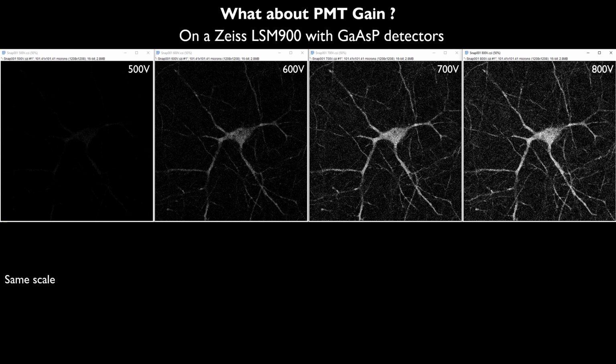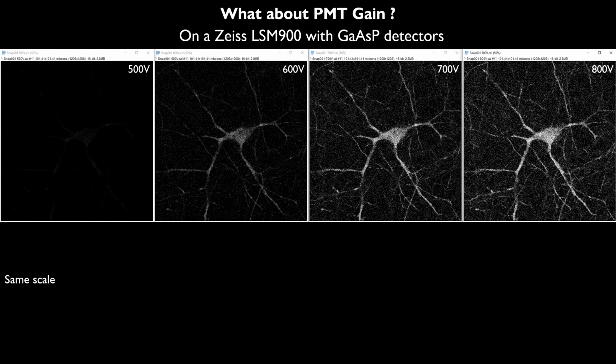The reason is that on the particular laser scanning confocals that I have in my core now, which are basically two Zeiss LSM980 with gas detectors, here is what happens if you change the photomultiplier tube gain. These are images shown on the same scale, and there are 4 voltages that I've applied to the photomultiplier tubes. And you can see that as you increase those voltages, the images get brighter.